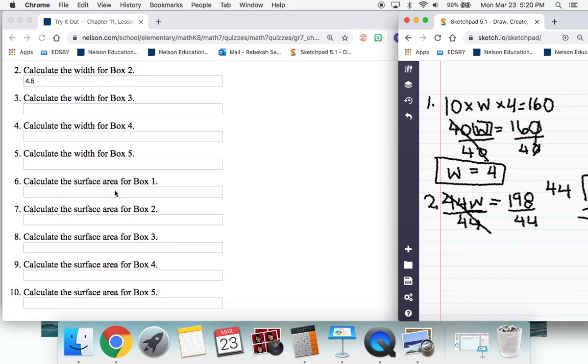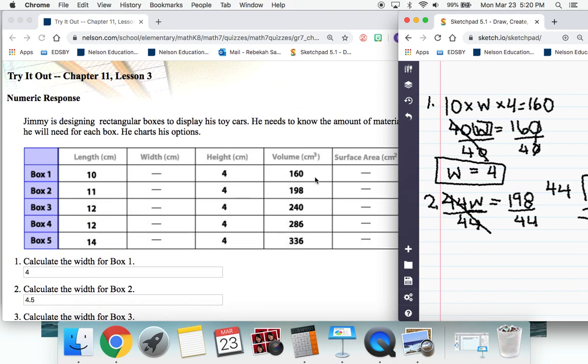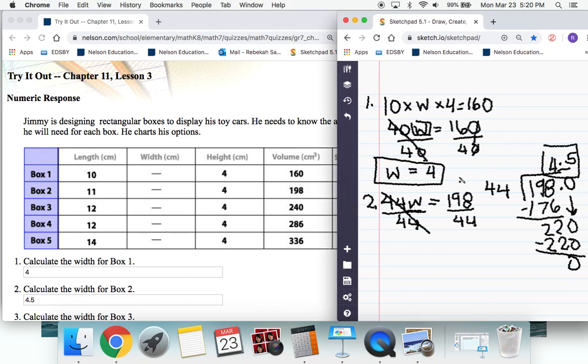And then for 6 through 10, you just have to calculate the surface area with your dimensions. Again, you can go back to your notes or the videos for your formulas for surface area and for volume.